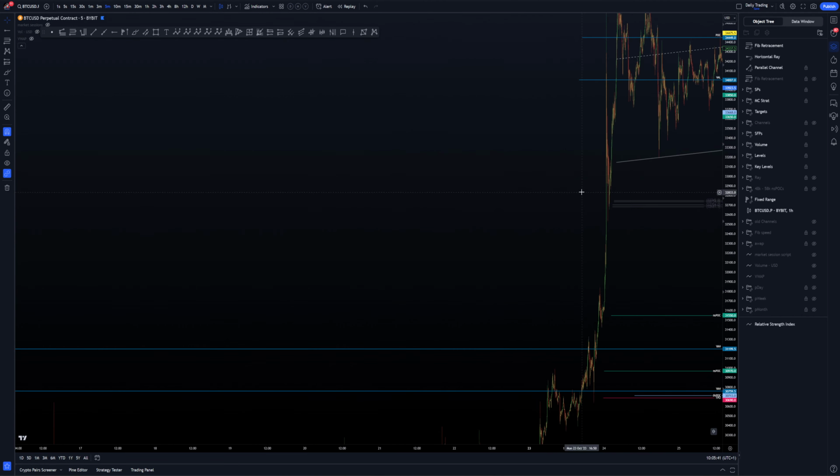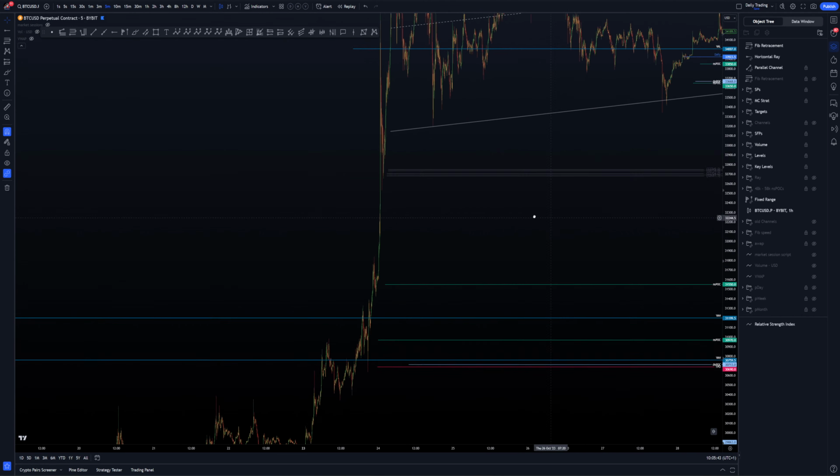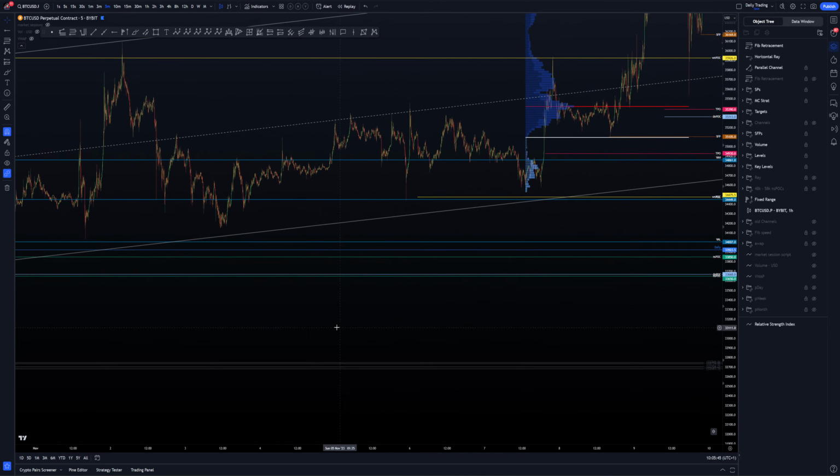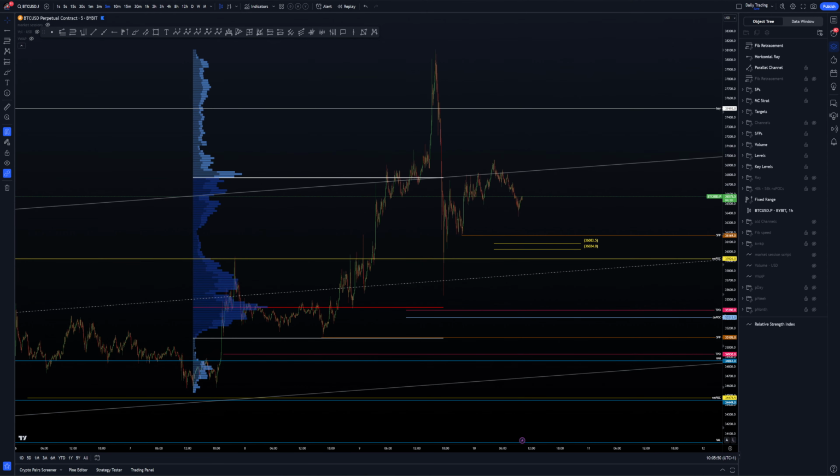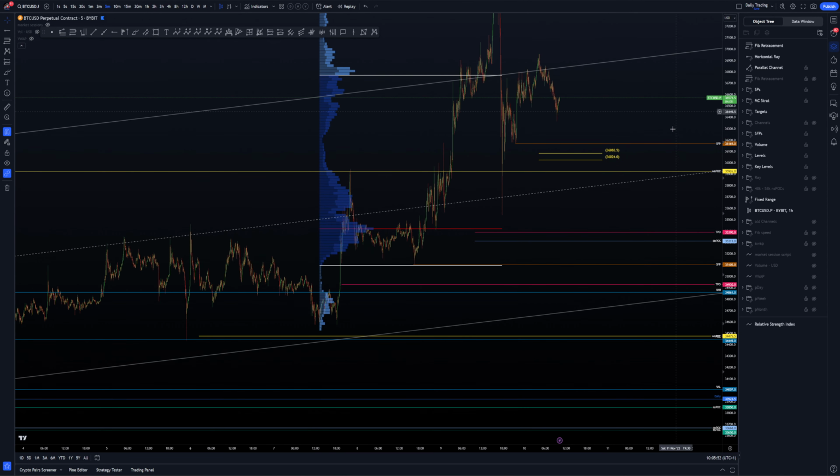And if we get nothing in here, we're simply going to look for a drop down to 30,600. That's as simple as that, really. 600-700. Okay, so this is a plan to the downside, all the targets we have to look for.